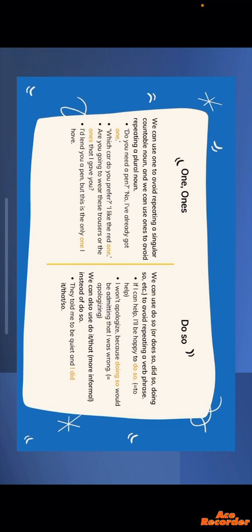The next one says, which car do you prefer? I like the red one. One here is referring to the car. Instead of saying I like the red car, we can say I like the red one.